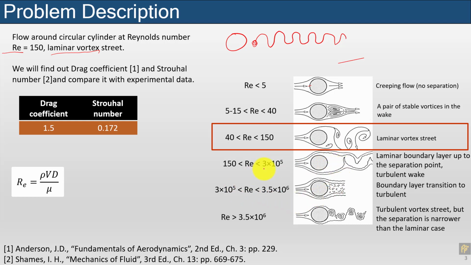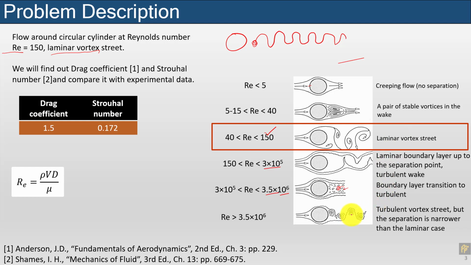And then from this Reynolds number to 3.5 times 10 to the power 6, we have the transition of the laminar boundary layer to turbulent at some point, and then you see some flow structures behind the cylinder. And when the Reynolds number is greater than 3.5 times 10 to the power 6, we see the same case as the one we are solving here. The only difference is that here we have a laminar vortex, but there you will have a turbulent vortex.